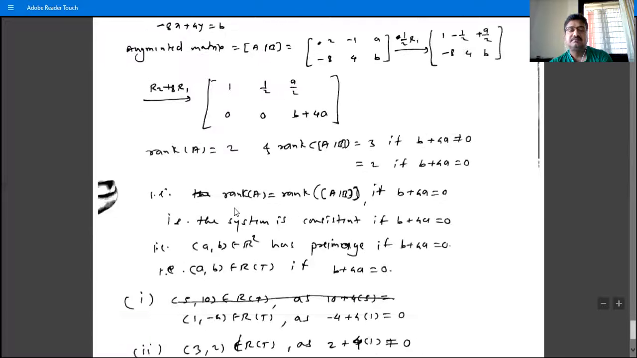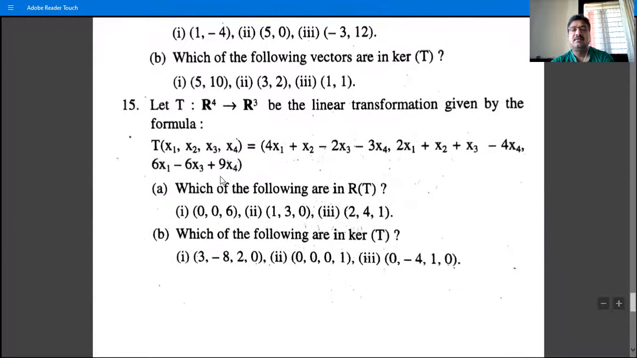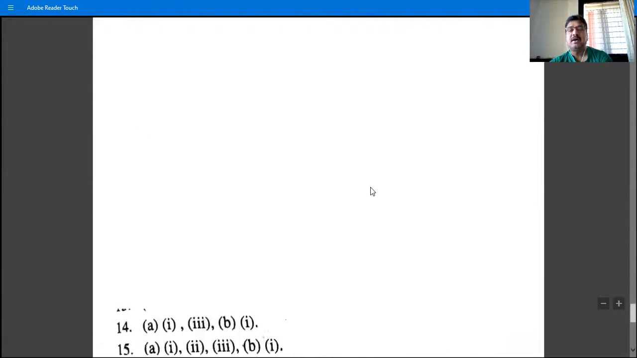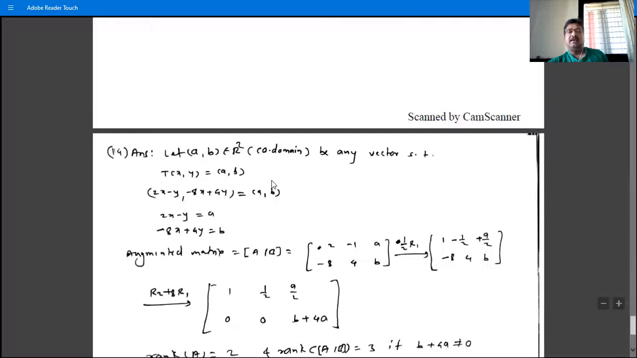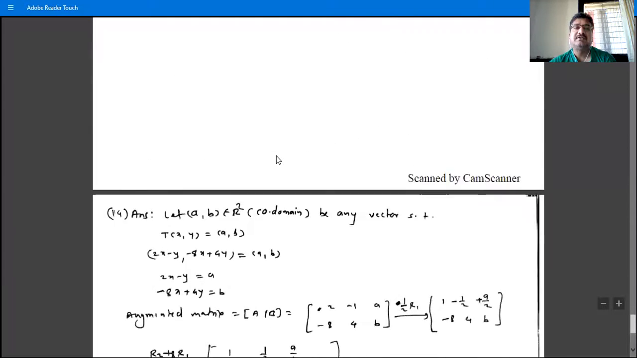What is the element? Minus 3, 12, yes, is this element. Minus 3, 12 belongs to R(T). Why does minus 3, 12 belong to R(T)? Because 12, that is B, plus 4 into A, that is minus 3, gives 12 minus 12, which is 0. And so minus 3, 12 belongs to R(T). So when the element belongs to R(T), we will find this condition, that it has a pre-image.